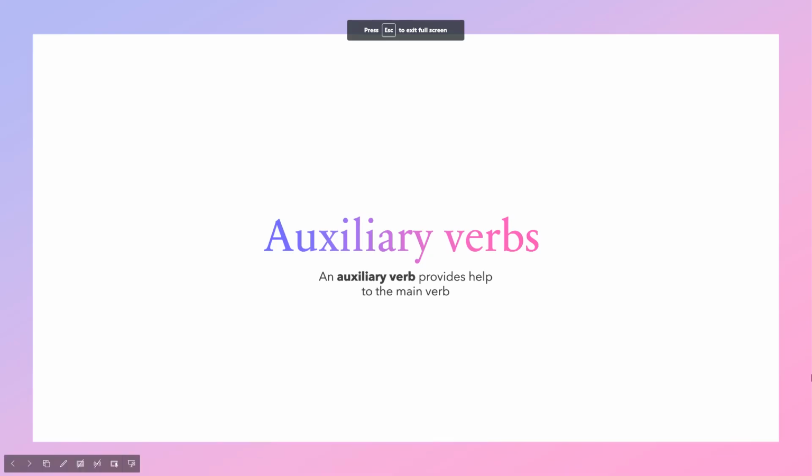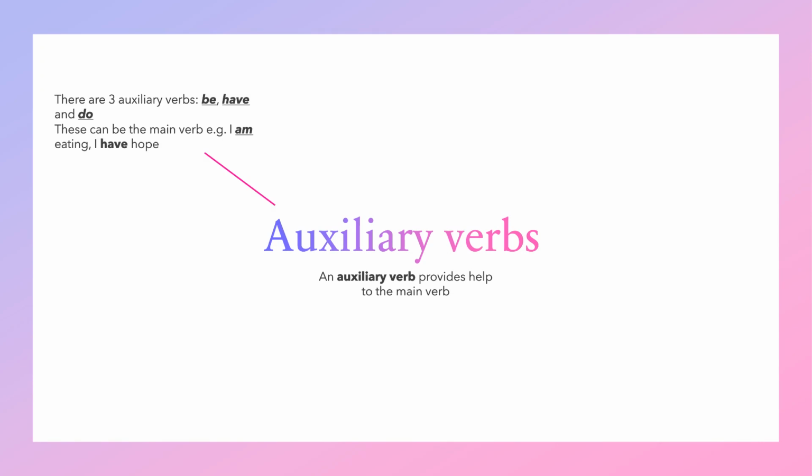Hi everyone, this is just a video on auxiliary verbs. Unlike some of the videos I've done before, like nouns and adjectives, auxiliary verbs are a little bit more difficult. An auxiliary verb is a verb that provides help to the main verb. There are three auxiliary verbs. These are be, have and do.